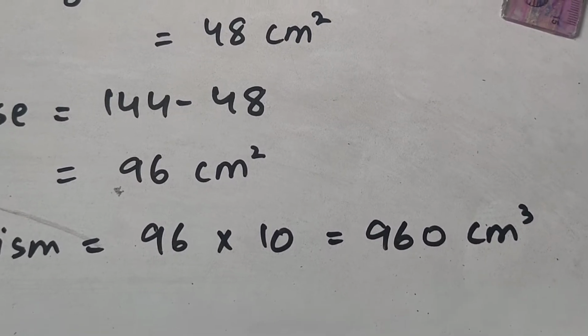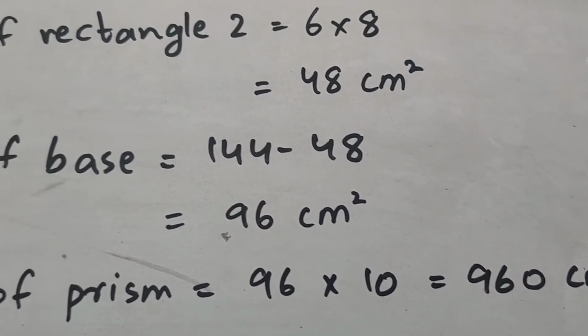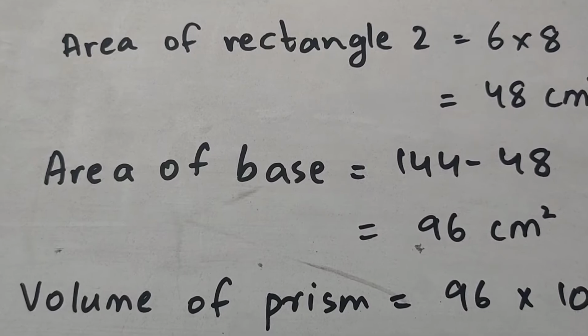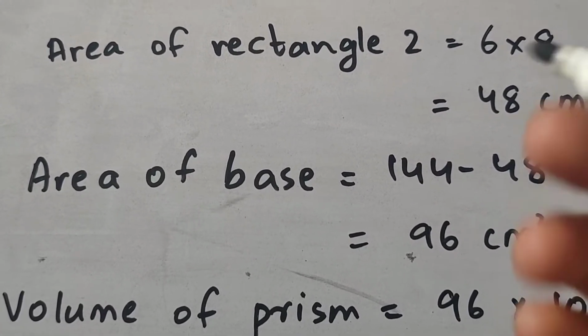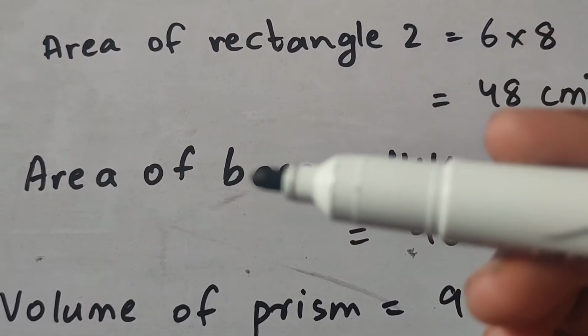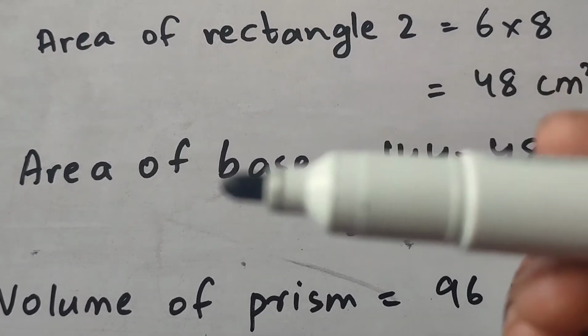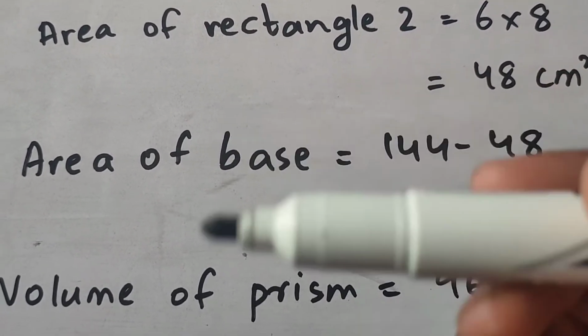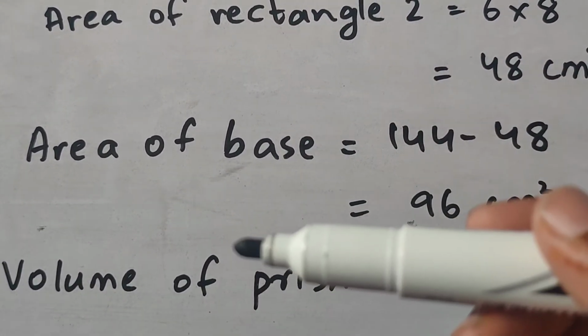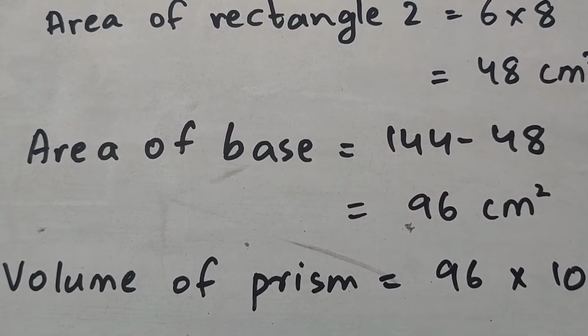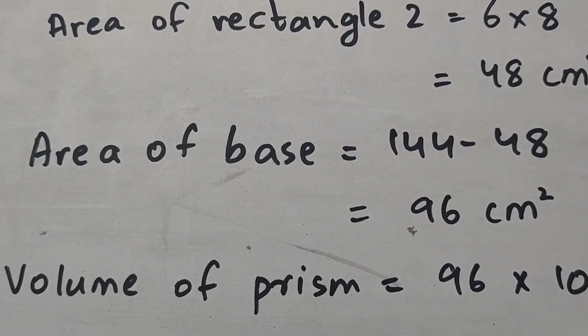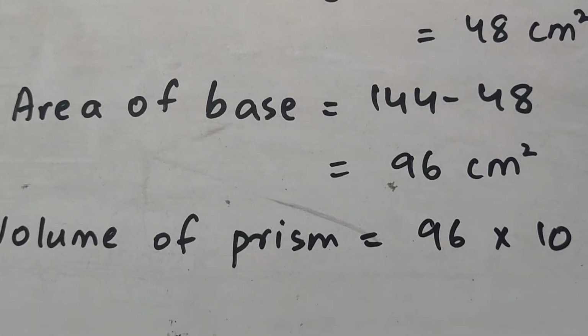See students, how easy it was to calculate the volume of this prism by simply finding out two areas of the rectangles and subtracting one from another. So we got the area of the base, the desired base, and then we simply multiply it with the height to find out the volume.